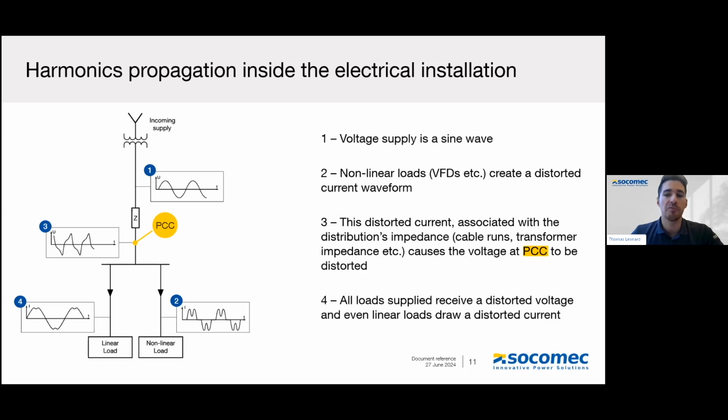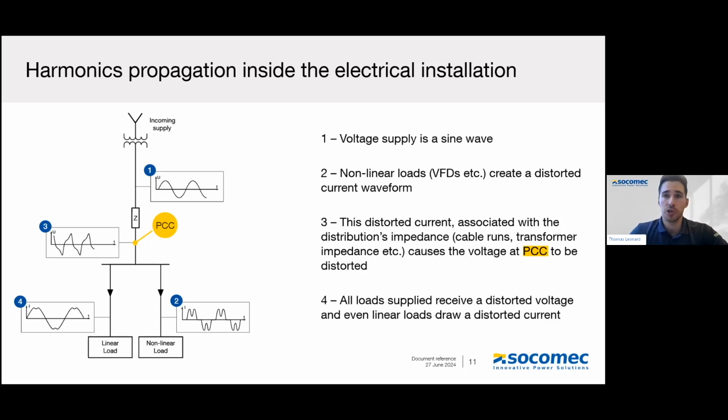But this current will flow through the system impedance, so the source, the line impedances, the cables, and this will cause harmonic voltage that will actually distort the voltage supply. So that's what we're seeing in number 3. If you look at the voltage harmonics at the point of common coupling, it could be distorted because of the current harmonics more downstream in the electrical installation.